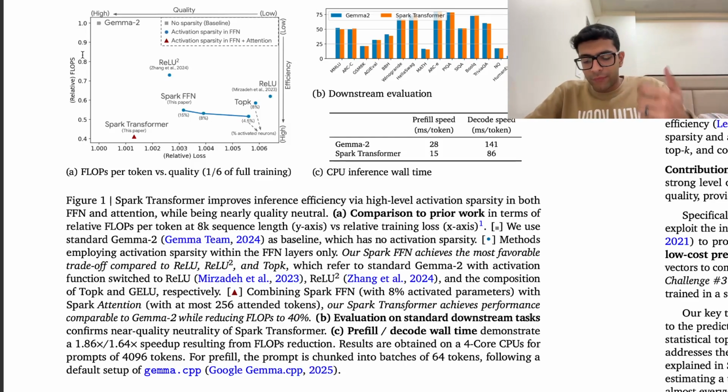So in the first leg of the paper, they're telling us what exactly worked with Spark. One of the major things to highlight here is that Spark itself was trained on a standard Gemma 2 schema. So basically it was trained the same way Gemma 2 itself was trained, but instead of using the simple ReLU or GeLU as the fundamental feed forward network, we're going to use Spark FFN and Spark attention instead.